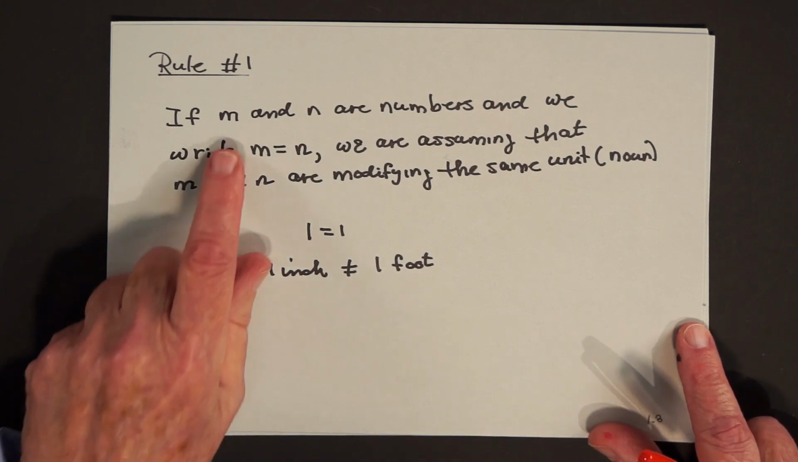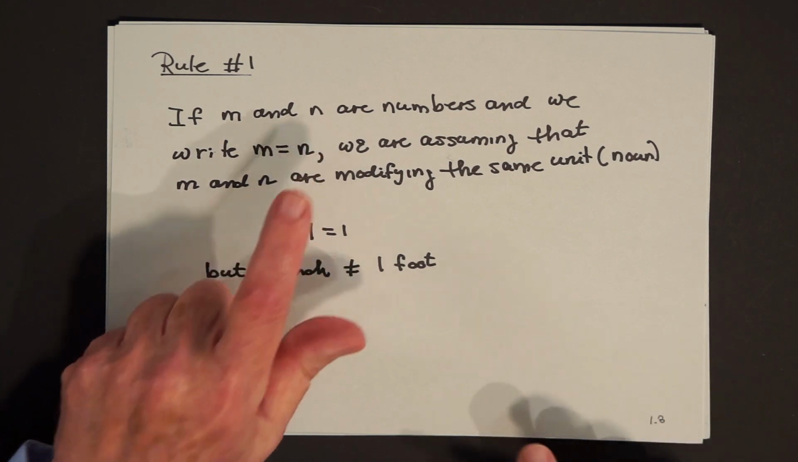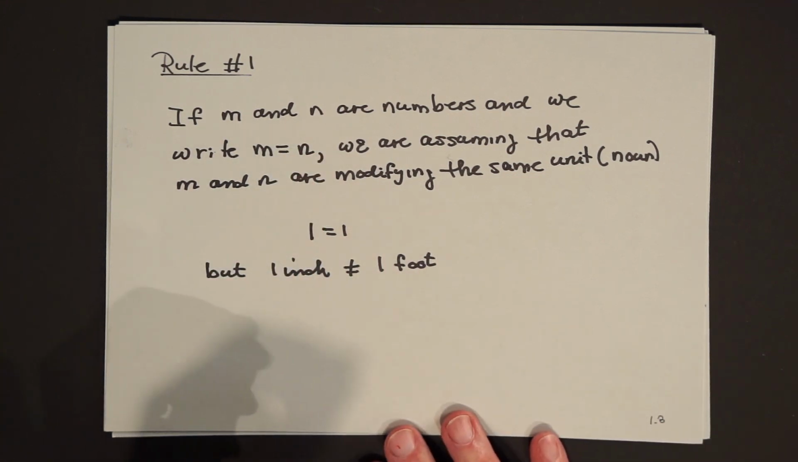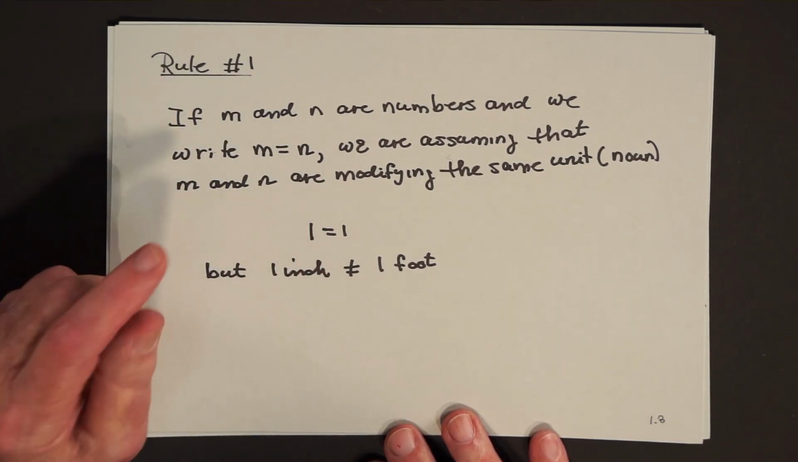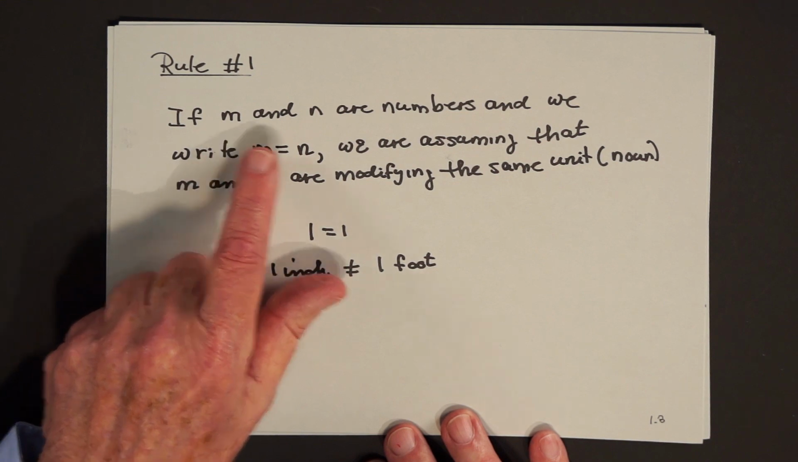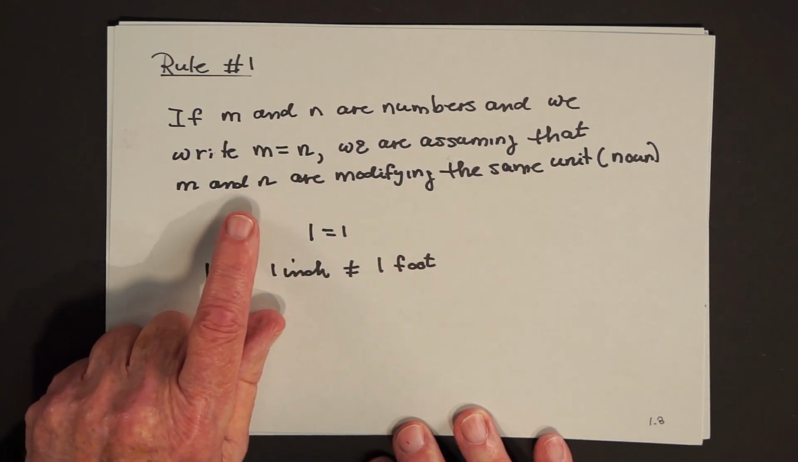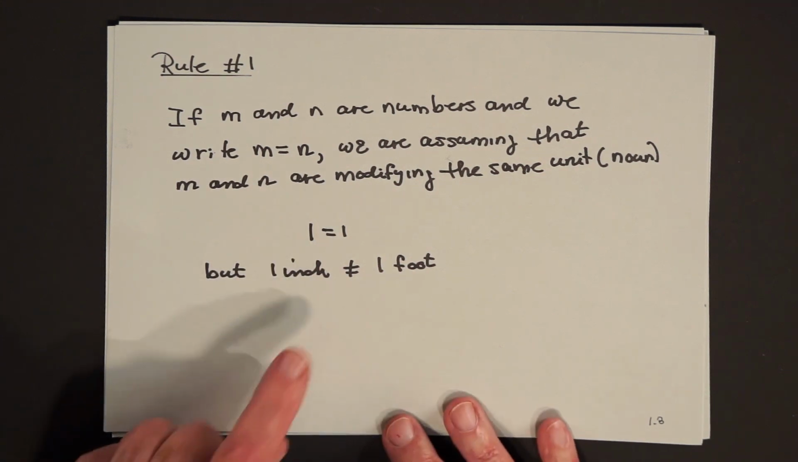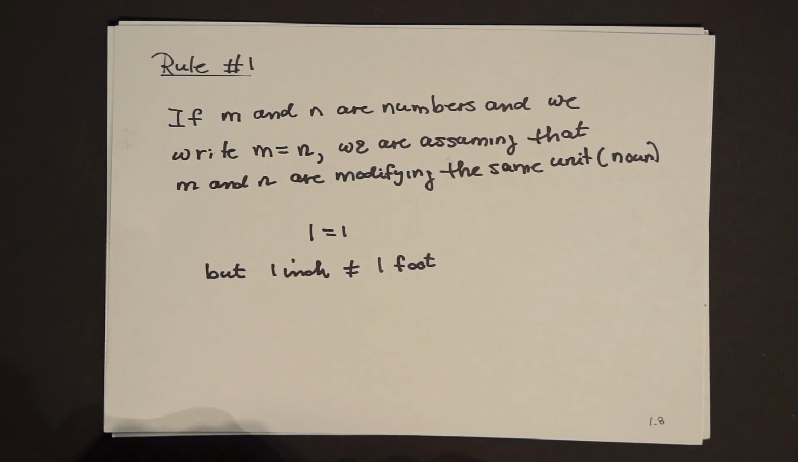So the first rule in dealing with quantities, and this is going to sound very mathematical: all I really did here is replace m and n by 1. But if this is just something we do in math, in other words, if you don't get the idea that we're just thinking of a particular pair of numbers, we let m and n be any numbers. And when we write m equals n, we're assuming that m and n are modifying the same unit, that is, the same noun. Like as we just said, 1 is equal to 1, but 1 inch is not equal to 1 foot. Okay, so are we okay on that?